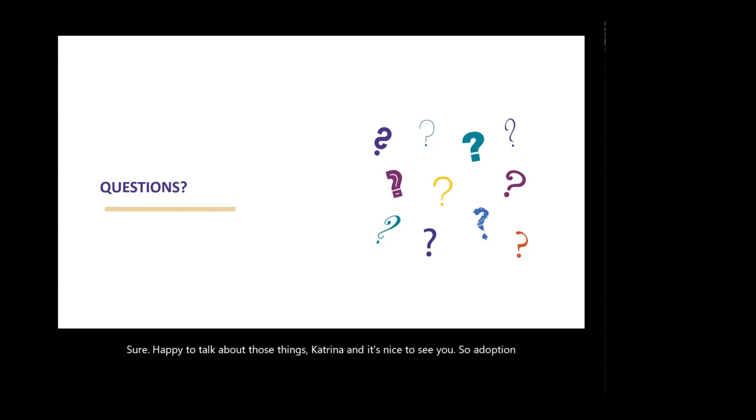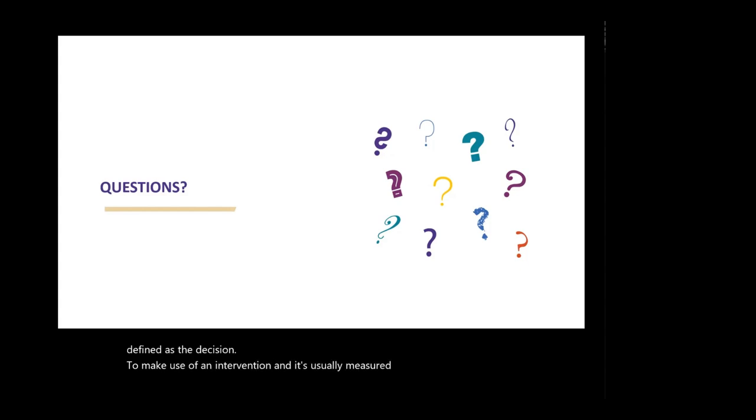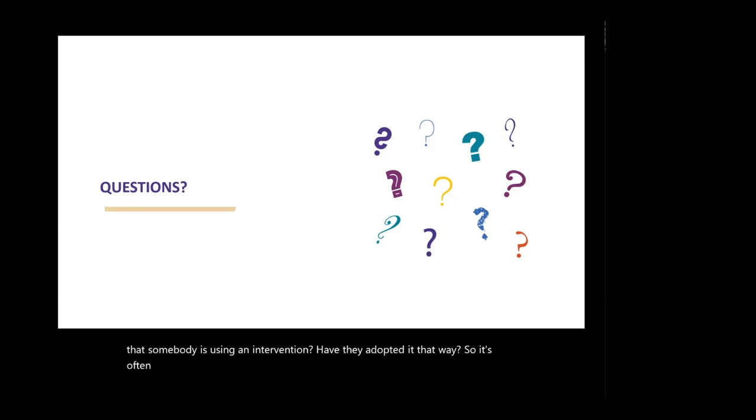Adoption is defined as the decision to make use of an intervention. It's usually measured not so much as a decision, but rather as first use of an intervention. Do you see the first indication that somebody is using an intervention? Have they adopted it that way? So it's often assessed in a binary format: do we see use or non-use of this particular intervention?